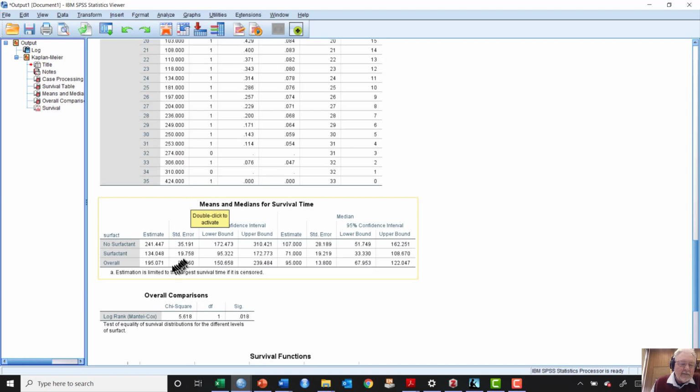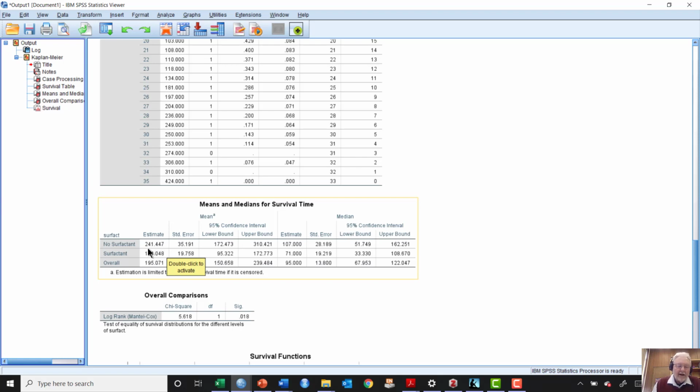And then here are the means and medians. Again, when we talk about means, we have to realize that the censored data, now there wasn't a lot of censored data, so it's not too negative, but generally, when you have censored data, you're getting rid of big numbers that will make the mean get bigger. So, for example, the median was 107, and the estimate was 241.